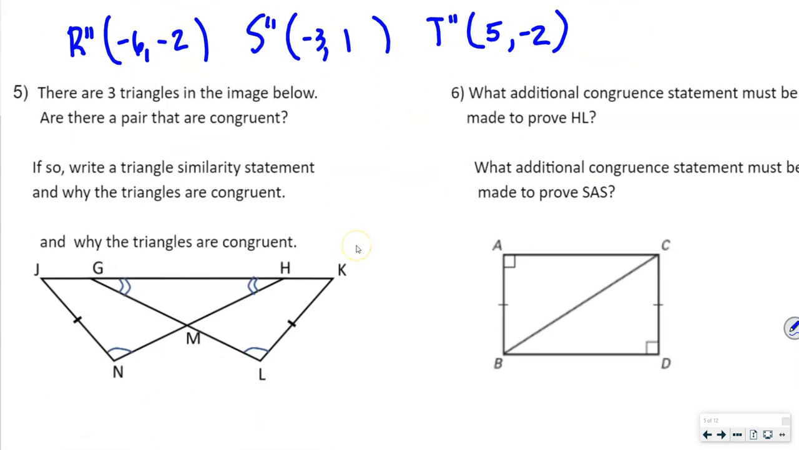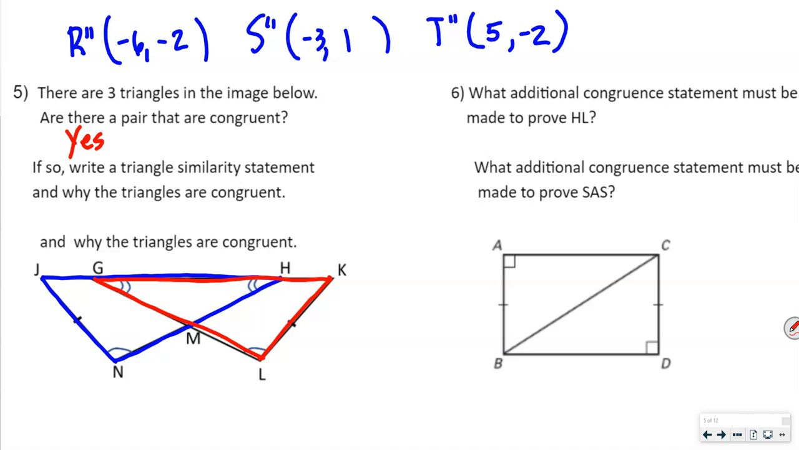Okay, so in this next one, number 5, it says there are 3 triangles in the image below. Are there a pair that are congruent? So I'm going to draw these in 2 different colors so you guys can clearly see them. I'm going to draw this one in blue, and then I'm going to draw the other one in red, okay? So I got this side, and then that side, and then this top side, okay? So I clearly see that we do have 2 triangles that are congruent, so the answer is yes.